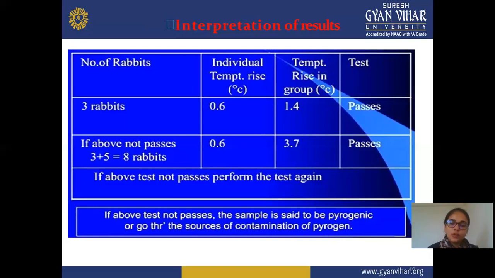If the test is not passed, you perform these tests again, and if the above test is still not passed, the sample is tested for pyrogen or you go to the source of contamination of pyrogen. Means again performing this test, if it again shows a failed result, then you can say that your formulation contains pyrogen, or there is a chance of pyrogen, and you can reject your formulation.